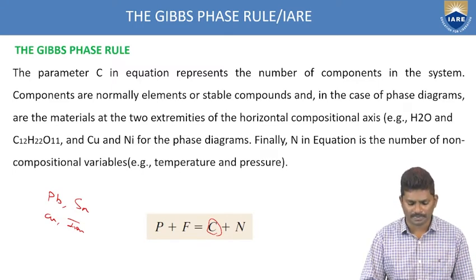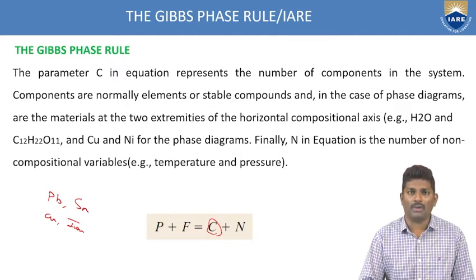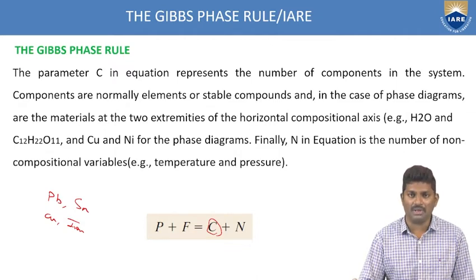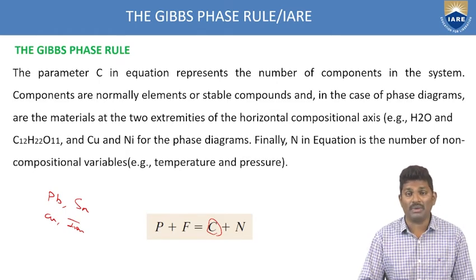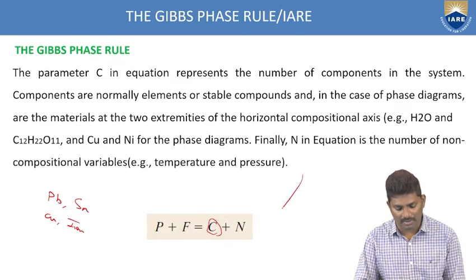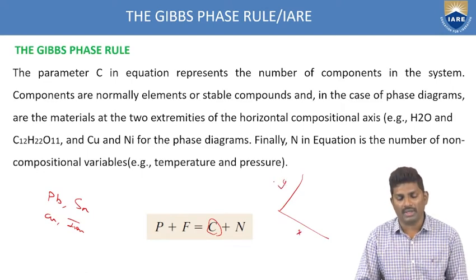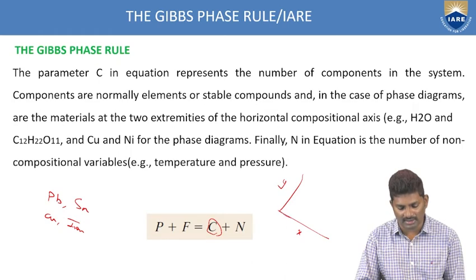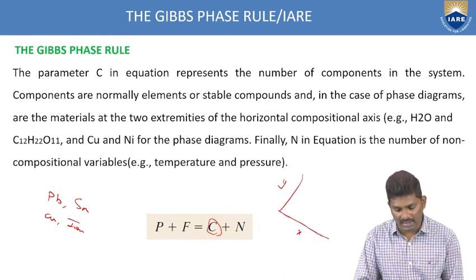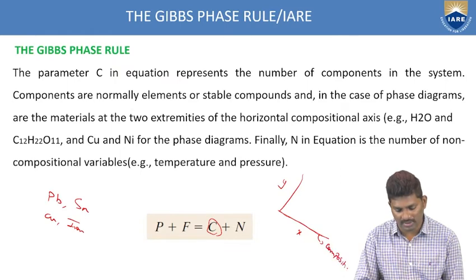Like the components we took in the phase diagram in the previous sessions, two extremities lie on the horizontal composition axis. Generally we have two axes in the phase diagram. Here on the x-axis we have the composition, and the y-axis represents the temperature. This horizontal axis is called the composition axis, and the y-axis represents the temperature.